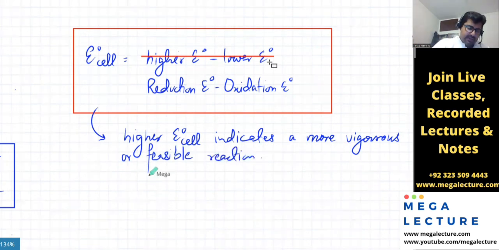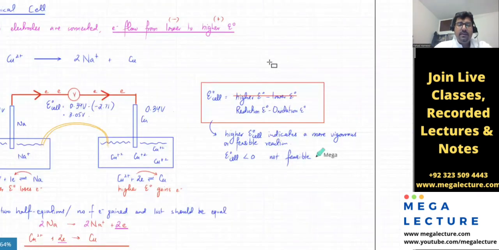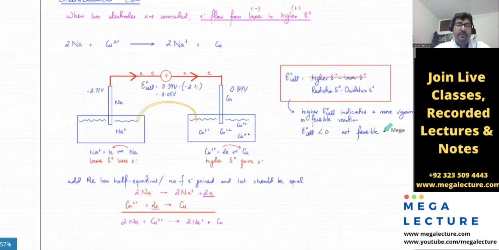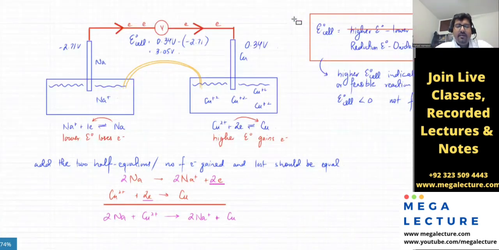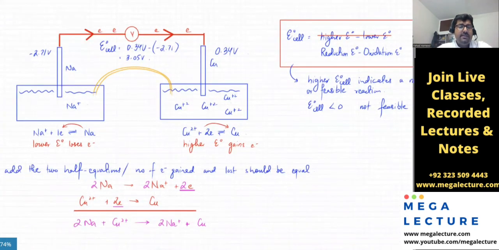And any E naught cell below 0, that indicates the reaction will not happen. Below 0 indicates that the electrons will not flow in the direction that you are trying to make them flow. Spontaneous, that's the same thing. Feasible, spontaneous, vigorous. So the E naught cell is very important, and right now it's reduction E naught minus oxidation E naught.